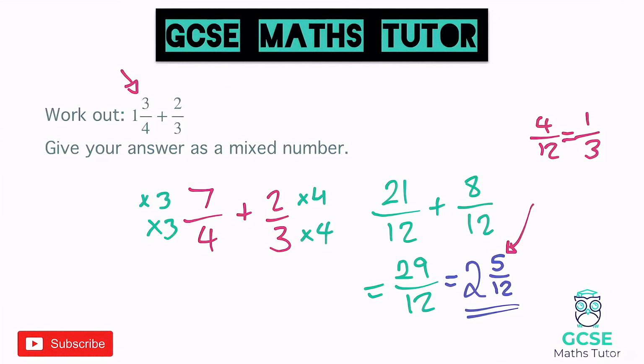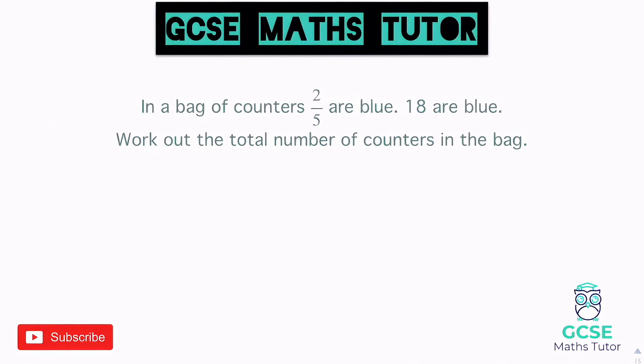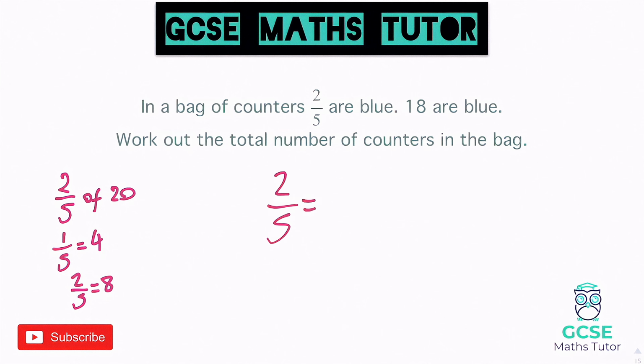Let's have a look at another one. So in a bag of counters, 2/5 are blue, and it says 18 are blue. Work out the total number of counters in the bag. So it's not asking us to work out 2/5 of a number, it's saying that 2/5 are 18. Remember it could have said work out 2/5 of, let's say, 20, and you divide by the bottom to get 1/5, you'd say that 1/5 is 4, and then times by the top to get 2/5, and 2/5 would be 8. That's a different question, so it's nothing to do with that, but it says 2/5 are blue and 18 are blue, so 2/5 equals 18.